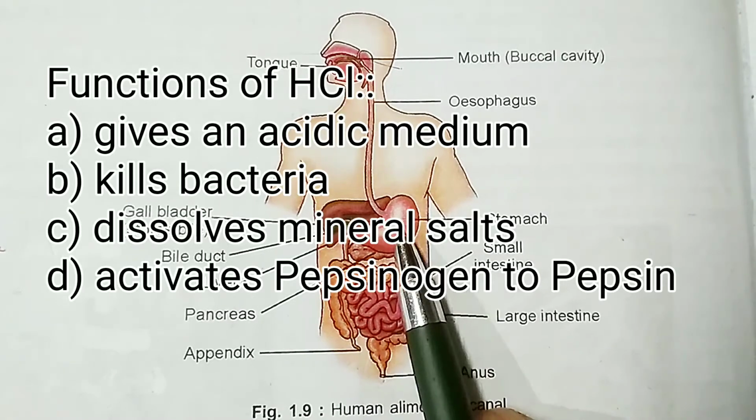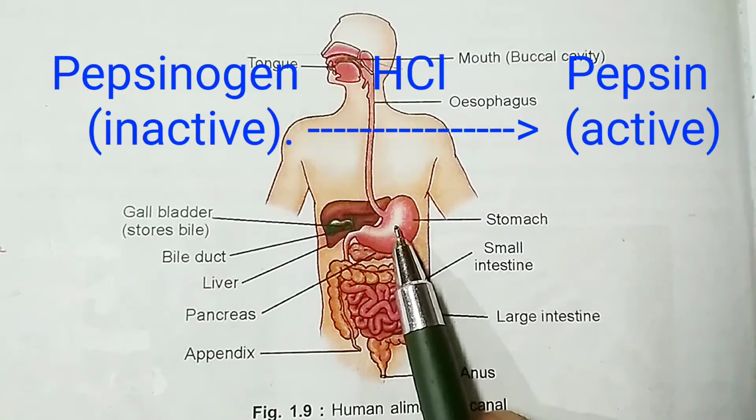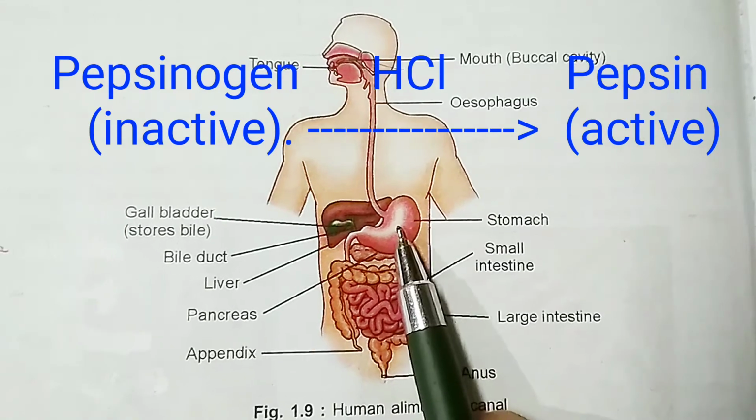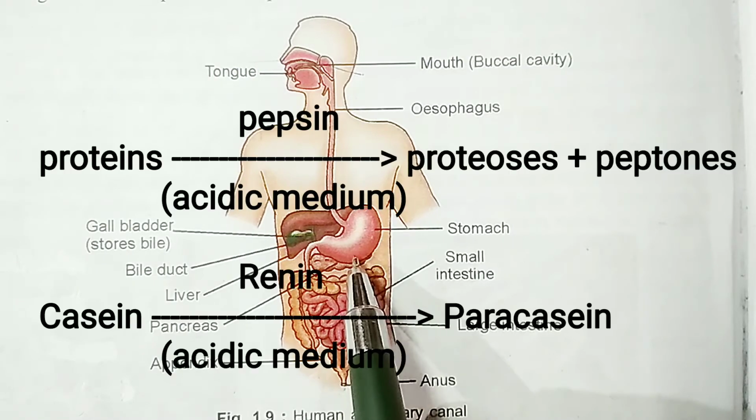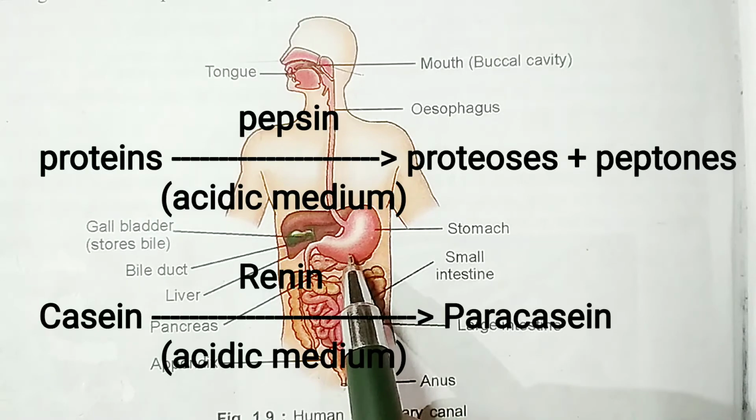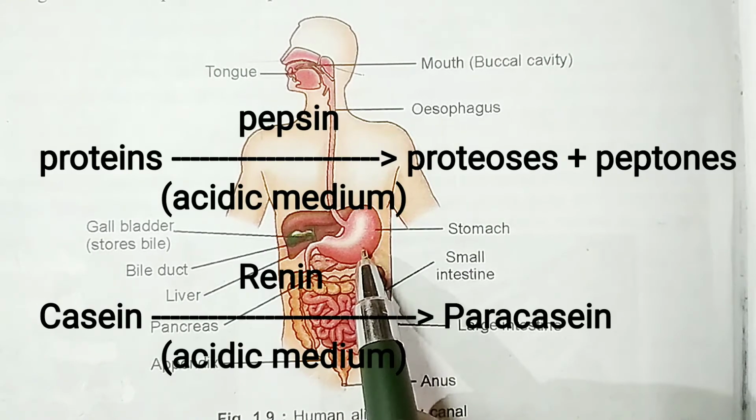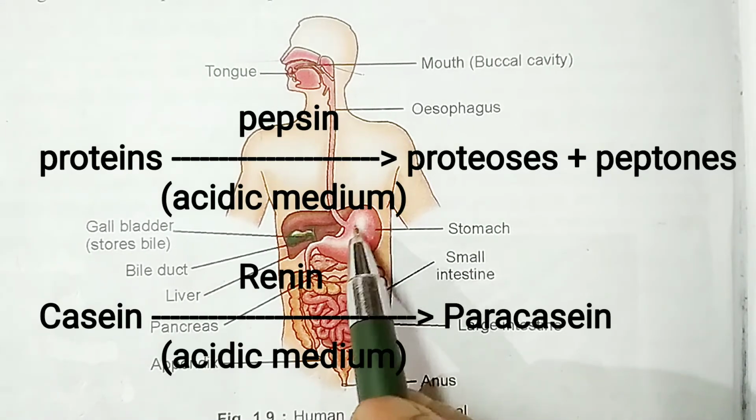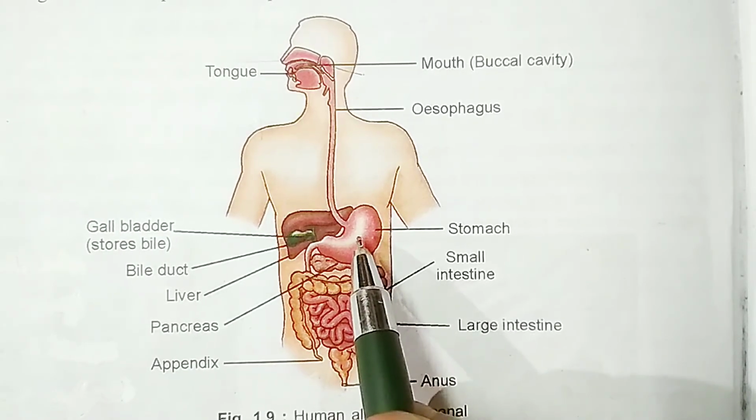This hydrochloric acid dissolves mineral salts and activates pepsinogen to pepsin, and this pepsin helps in the digestion of proteins. Pepsin is an enzyme which breaks down proteins into peptones. Inside the stomach, another enzyme is released which is called renin, and this renin converts casein of milk into paracasein, which is further digested by pepsin. So inside our stomach, 2 major enzymes which help in the digestion of proteins are pepsin and renin.